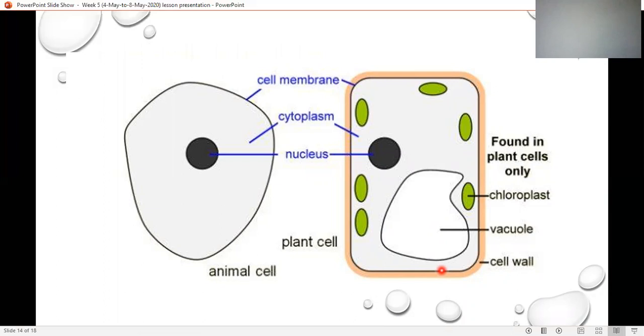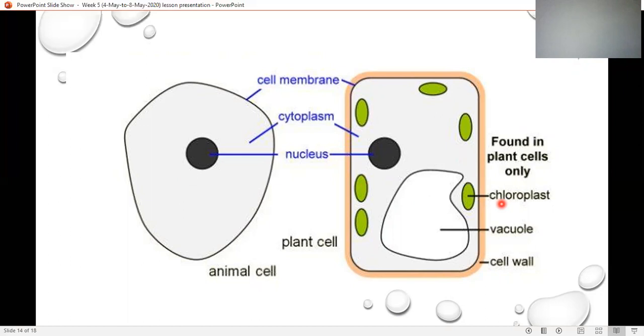If you see, there's a very big vacuole here, right? So where can we find a big vacuole? In plant cells. Yes. So this diagram belongs to a plant cell and this diagram belongs to an animal cell. You are very right. And you can see the chloroplast, the green pigment, right? So chloroplast is a distinctive part of plant cell.